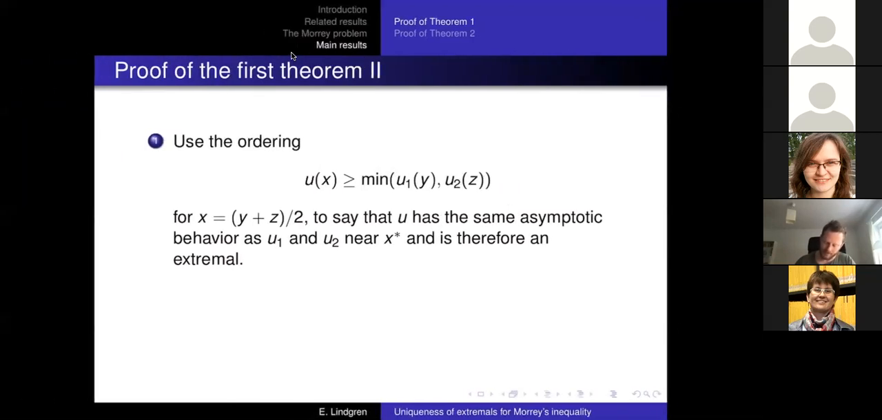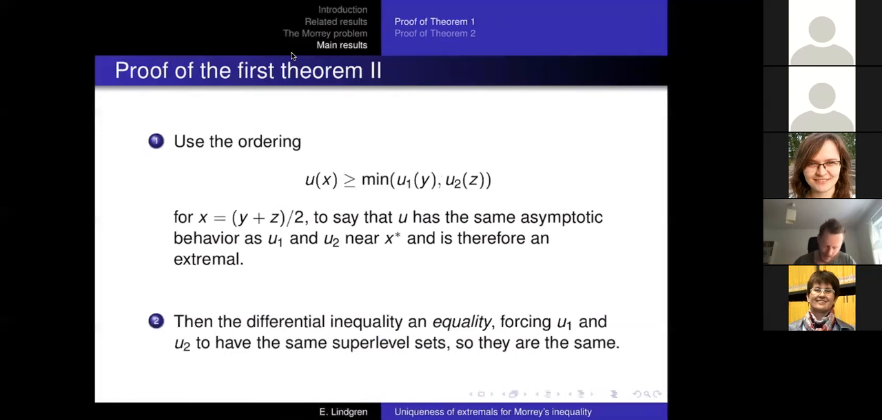Okay, but then we're at the situation where you have equality in this differential inequality, and this forces U1 and U2 to have the same super level sets, and they must be the same. It is not so hard to see.